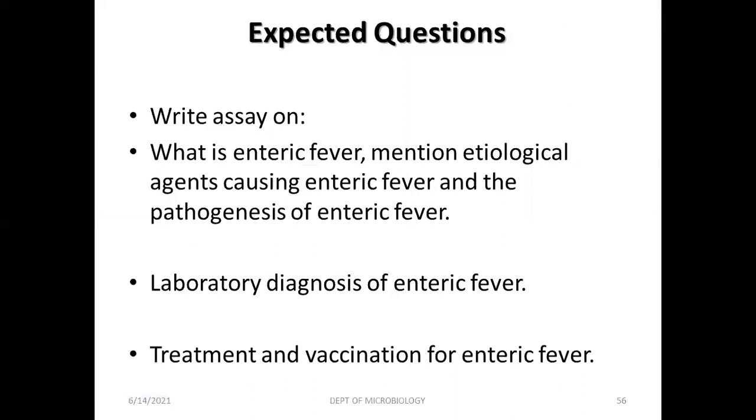So this is all for Salmonella typhi, typhoid fever and paratyphoid fever, also known as enteric fever. These are the expected questions.